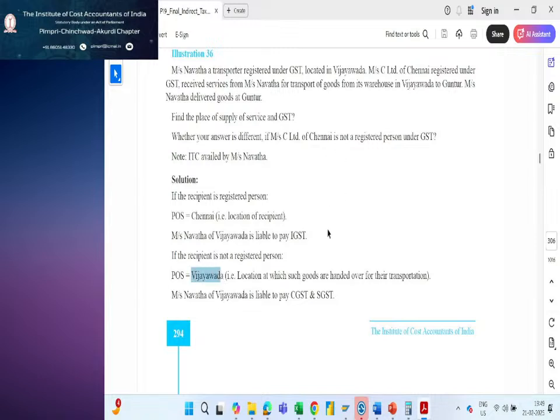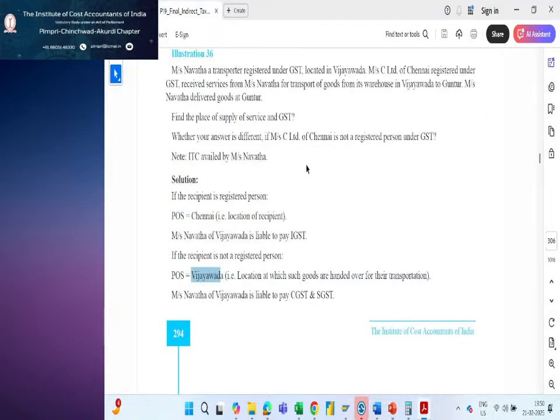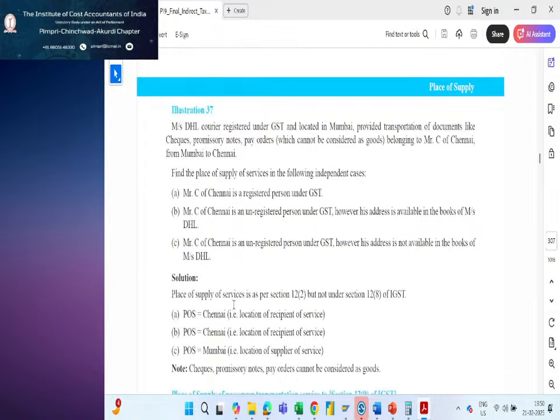So why are we calling this a service? We are seeing the transportation services for the transportation of goods, including mail or courier. So for the second case, if he is an unregistered person, in that case where the goods are handed over, goods are handed over in Vijayawada, the place of supply is Vijayawada, and here CGST, SGST is applicable. In the same way, we are seeing different scenarios here.